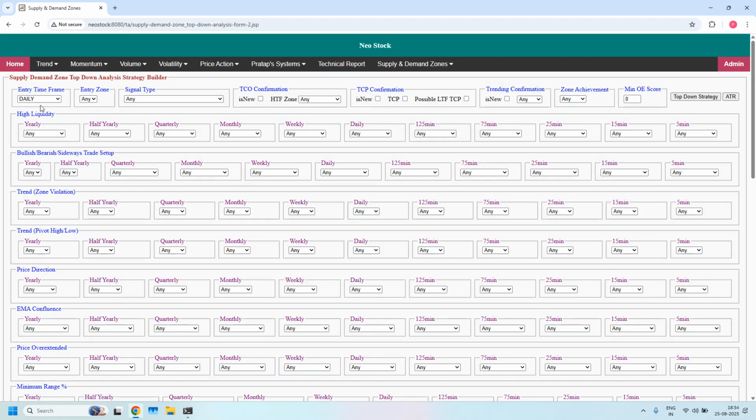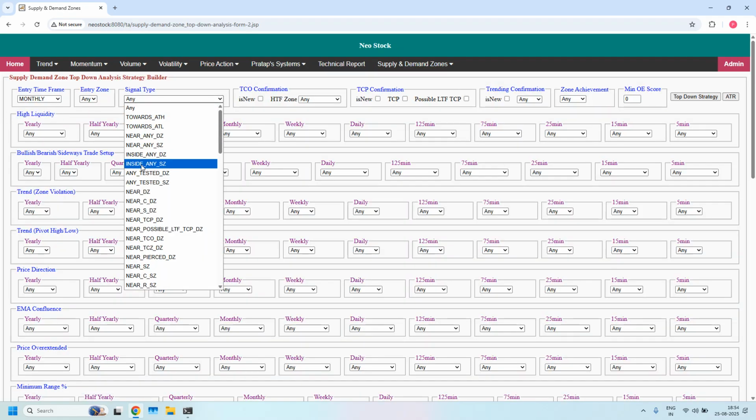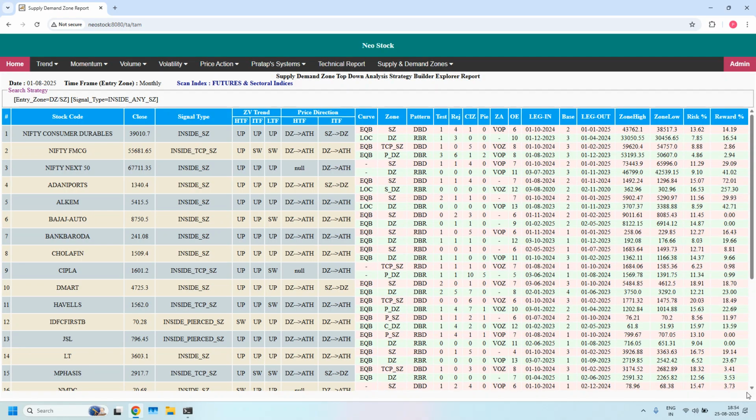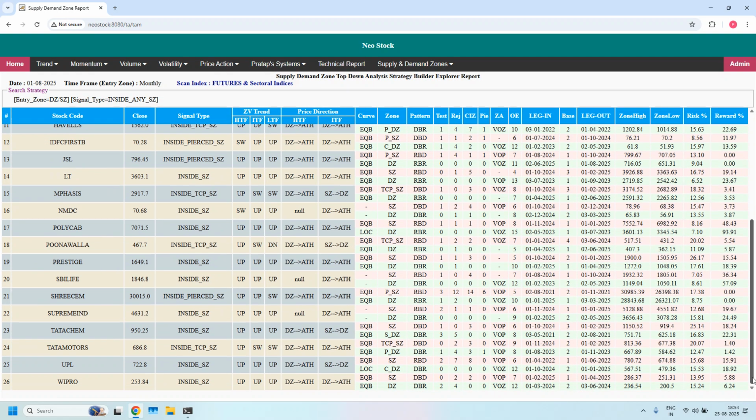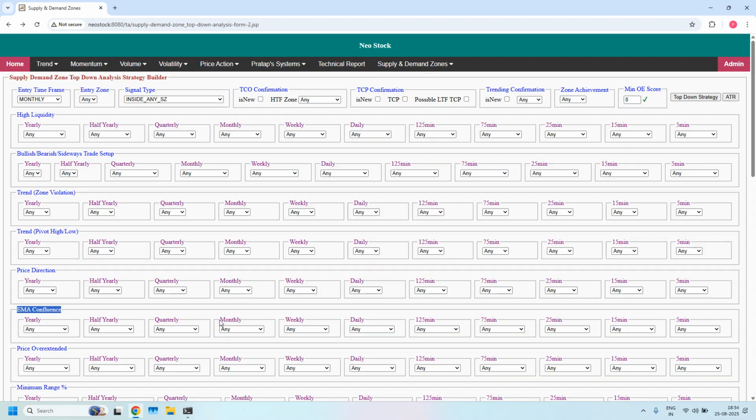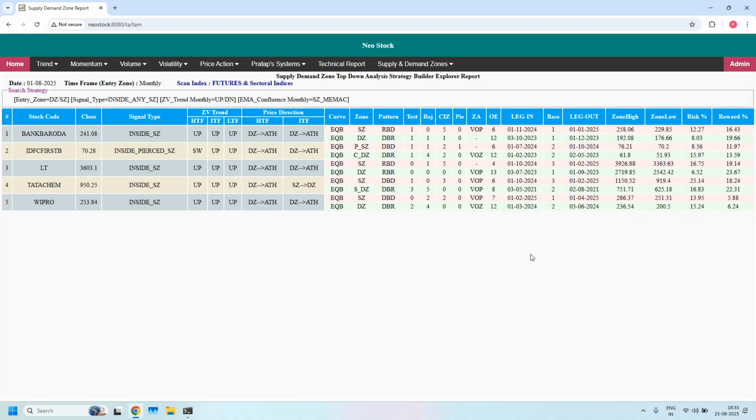Okay, next, price closed inside the monthly supply zone. First 15 stocks in the list. Scrolling the list down. Total 26 stocks are filtered. We can further filter this list based on monthly supply zone having monthly EMA confluence. And also trend on the monthly should not be sideways. So 5 stocks are filtered.